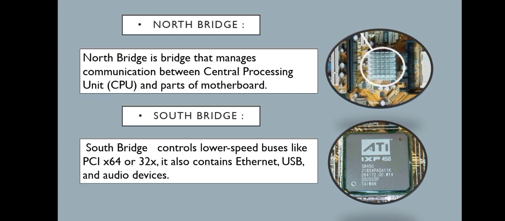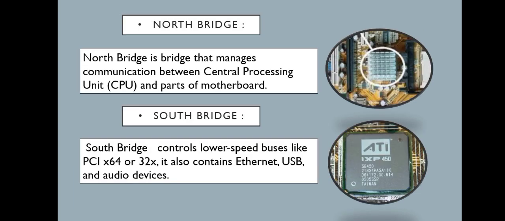In our next slide, we have North Bridge and South Bridge. North Bridge is a bridge that manages communication between central processing unit, CPU, and parts of the motherboard. North Bridge is also after CPU. North Bridge chip is essentially the main component of the motherboard and is the only motherboard circuit besides CPU that normally runs at full processor bus speed, the front side bus.